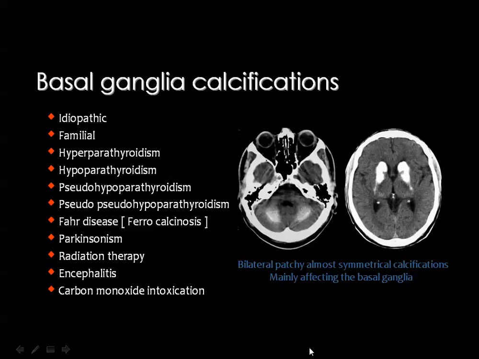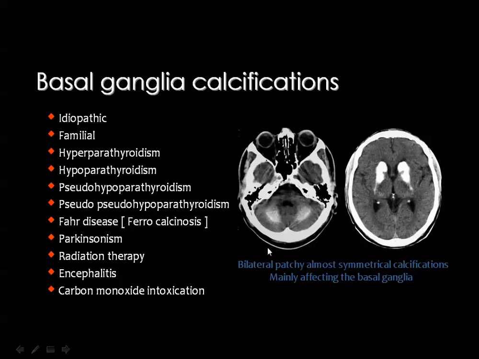Then we'll start first with the basal ganglia calcification, and there is a long list of differential diagnoses here, including the idiopathic, the familial, hyperparathyroidism, hypoparathyroidism, pseudohypoparathyroidism, the Fahr syndrome, in cases of Parkinsonism, following radiation therapy to the brain, following encephalitis, and in cases of carbon monoxide intoxication.